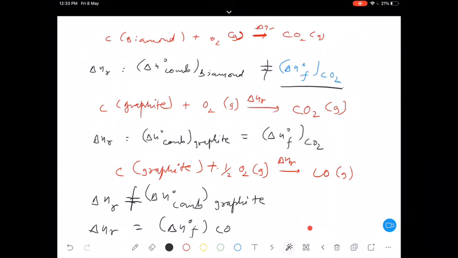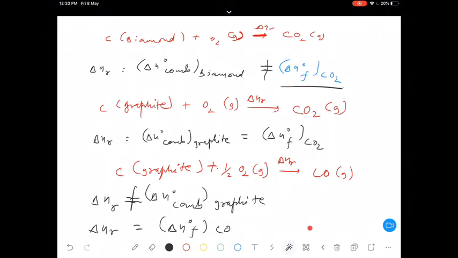Second one, is that correct? It will be standard heat of formation of carbon monoxide. Yes, sir. I didn't get you. Yes, sir. Delta HR will be the standard heat of formation of carbon monoxide. Yes, very good. Correct. All of you, I guess you understand this heat of combustion, right?